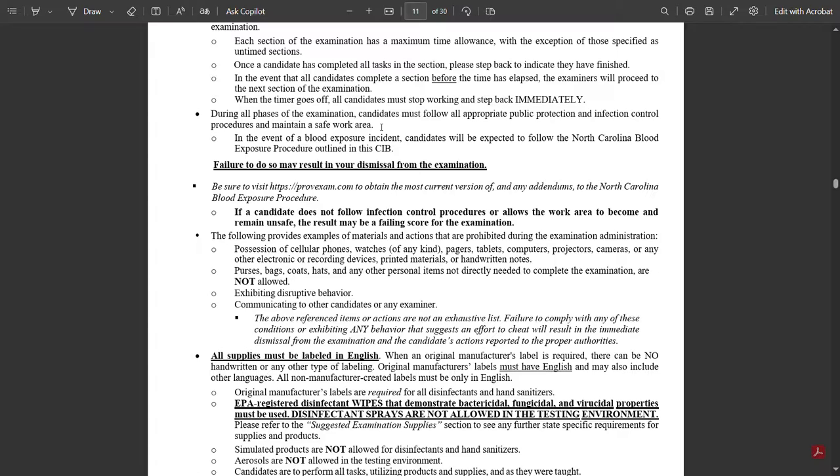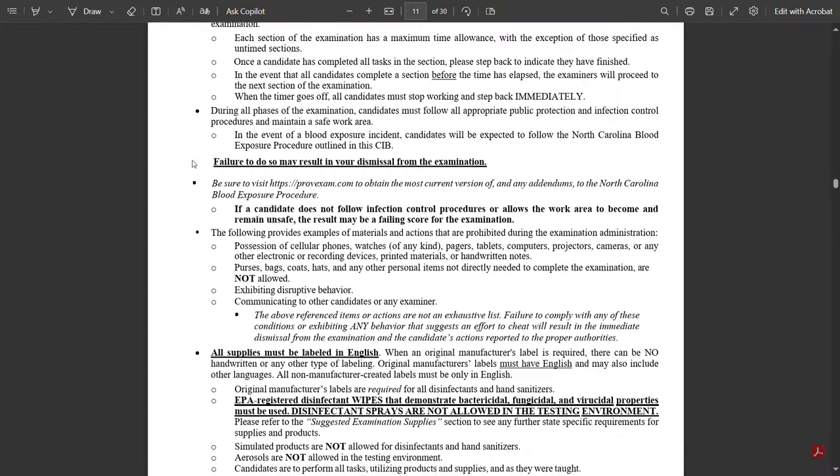You also have to maintain a safe work area. So what does that mean? Things that could be unsafe would be, like, if you dropped an implement and left it there instead of picking it up, then it's a slip hazard. So that's unsafe, right? Or if you left your kit open for the entire exam instead of zipping it shut or snapping it shut, that's an unsafe work area. So be really careful about those things.